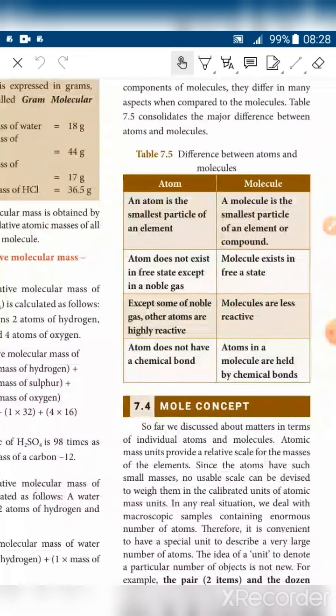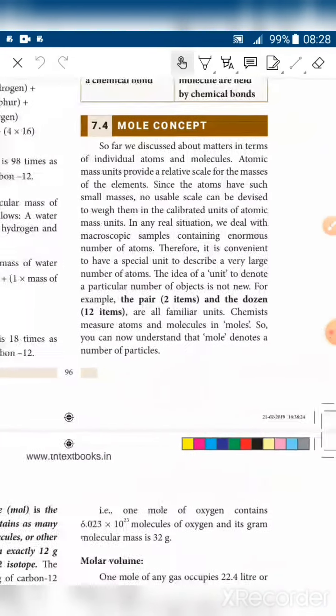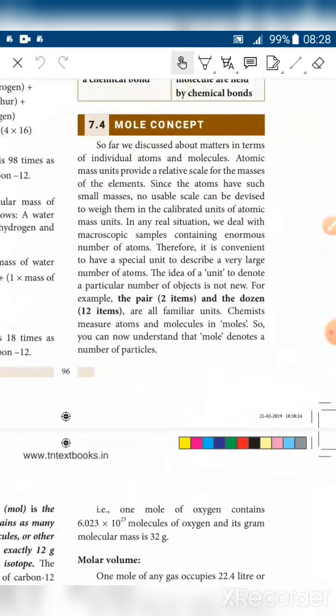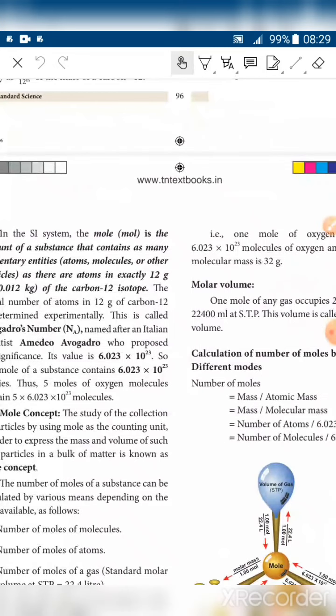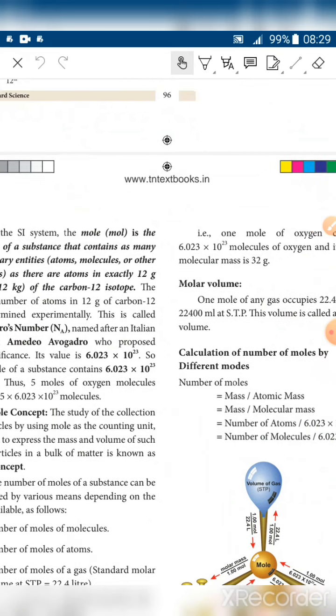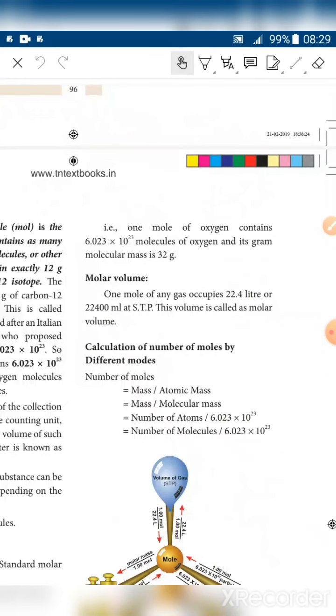Then the differences between atoms and molecules, and the mole concept, which explains the number of atoms, number of molecules or number of particles present in a given amount of substance. Then what is Avogadro number? The value of Avogadro number is 6.023 × 10^23. And what is molar volume? That is the volume occupied by 1 mole of any gas at STP. The value is 22.4 liter or 22,400 ml.